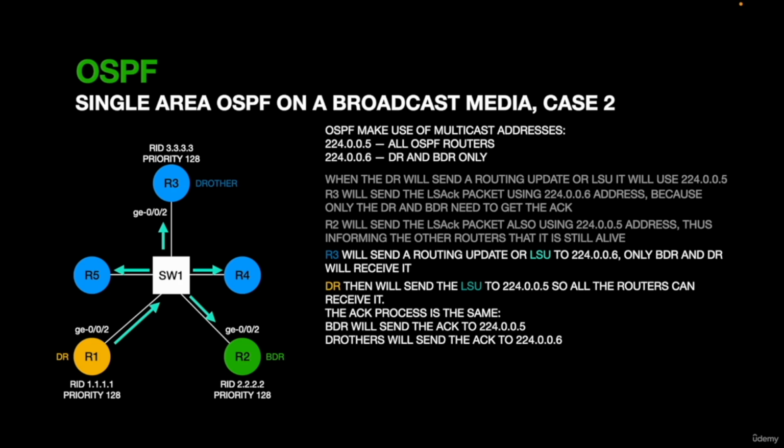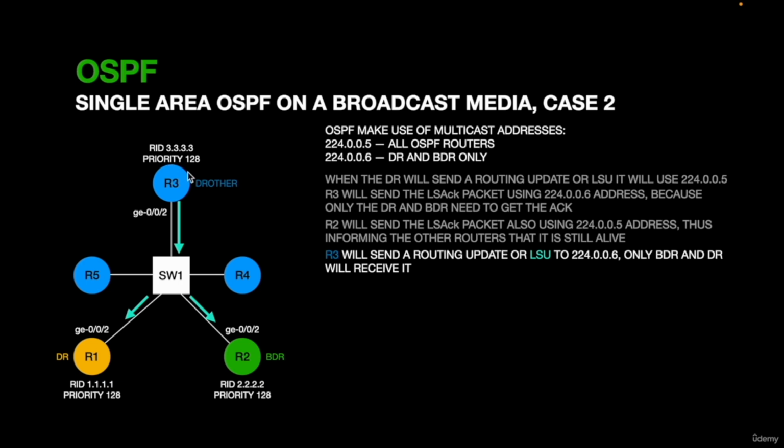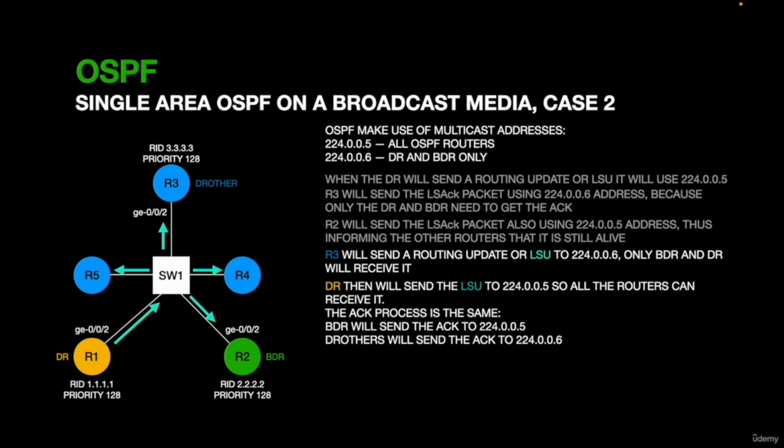The designated router will send the LSU to 224.0.0.5 so all the routers can receive it. So again, when a router has an update, it will use the 224.0.0.6 address to send the OSPF updates to the designated router and backup designated router. The designated router will receive this update and use the all OSPF routers multicast address to send this update to all of the routers.